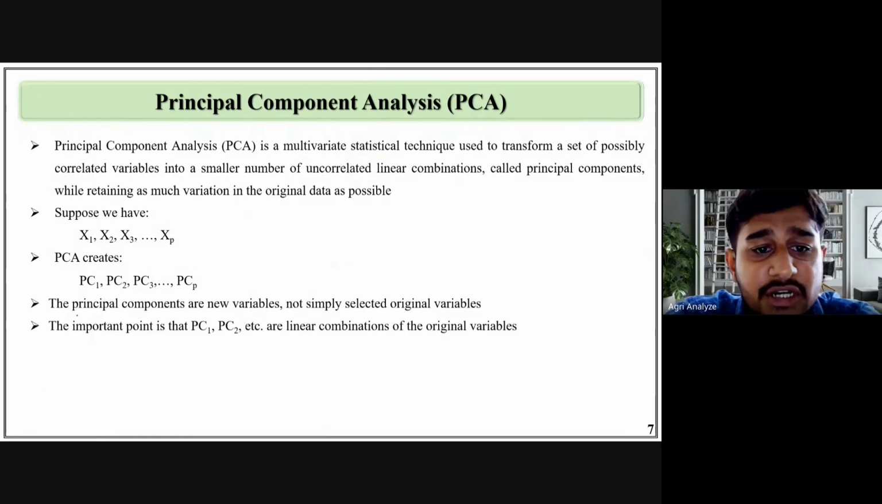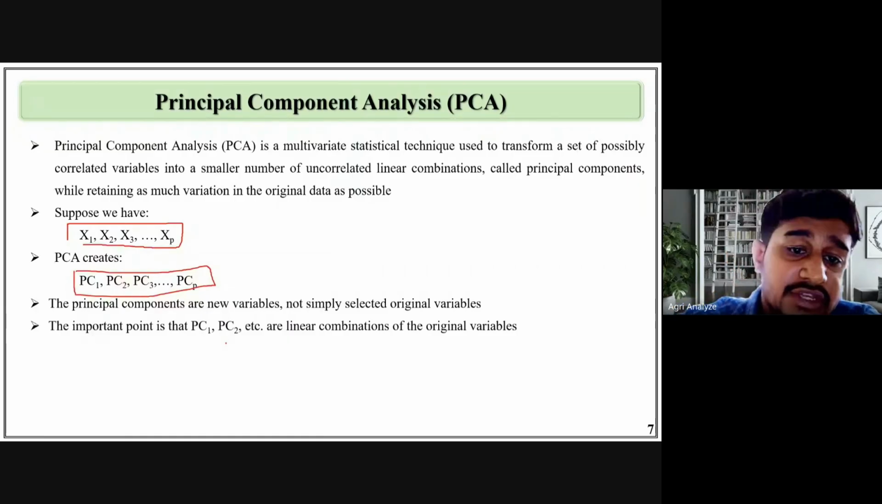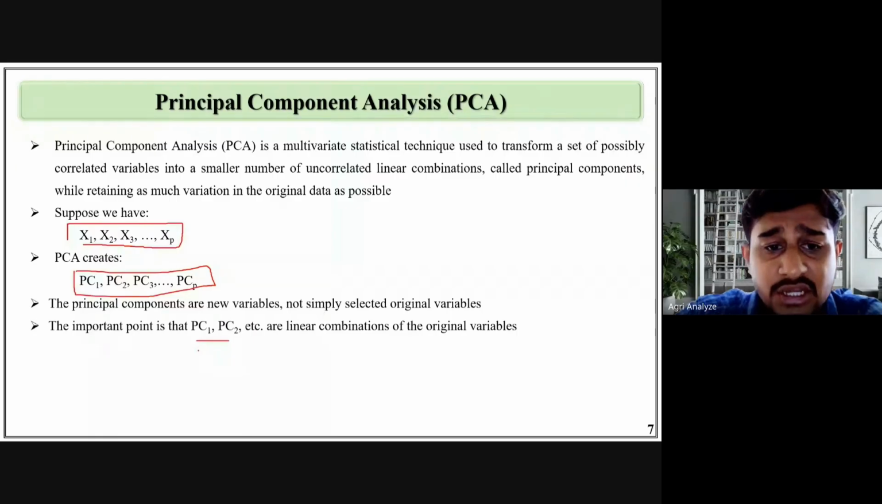Now, the principal components are new variables, not simply selected original variables. Here is our original variables, which were 13, and these are new variables, which are not equal to our original variables. These are transformed values of our original variables. The important point is that PC1, PC2, like here I give the example of only two PCs, are linear combinations of our original variables.